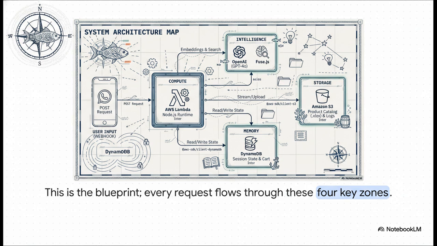That talks to memory, which is DynamoDB. It's responsible for keeping track of the conversation and the shopping cart. Then you have storage, which is just an S3 bucket holding the product catalog in a simple Excel file. And finally, the intelligence layer, which uses OpenAI for the chat and Fuse.js for some speedy local searching. Every single user request, every message travels through this exact path.